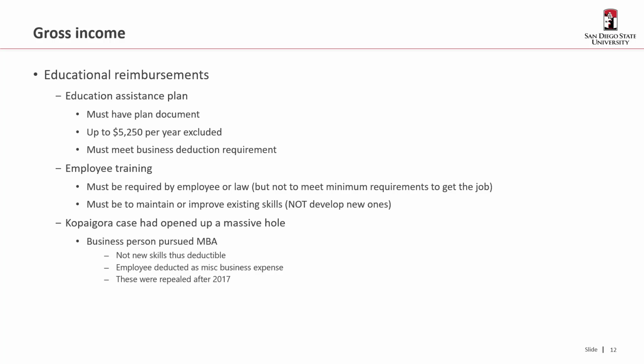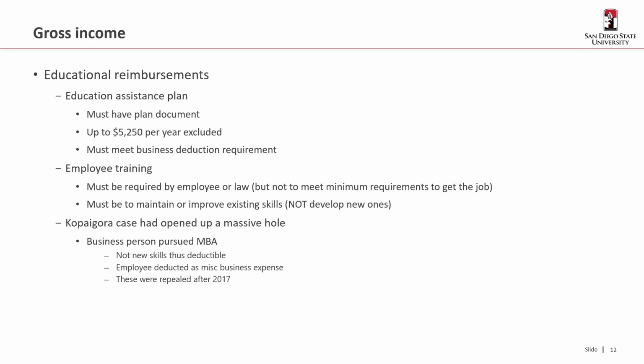But those payments must meet what's known as the business deduction requirement, and we will get to that when we do deductions. But for now, know that the employer would make that call and decide whether the education met the business deduction requirement, and if so, they can exclude up to $5,250. So employee training. If an employer pays for employee training, that is generally speaking deductible and not includable on the part of the employee. It must be required by the employer or law, but it cannot be the minimum requirement to get the job.